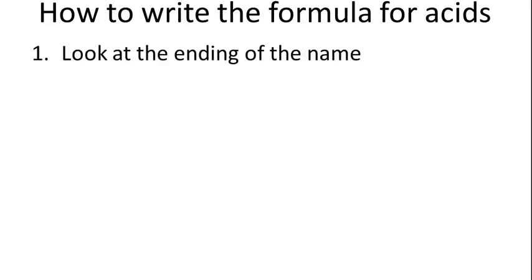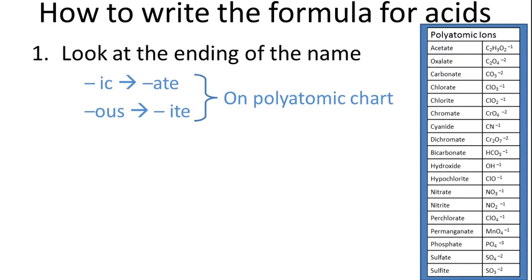Naming acids requires a few simple steps. The first one is to look at the ending of the name. If your acid name ends in "ic," like chloric acid for example, you're looking for an anion that ends in "ate." If your acid ends in "ous," like phosphorous or chlorous acid for example, you're looking for an anion that ends in "ite." Both of these would be found on your polyatomic chart, not your standard periodic table.